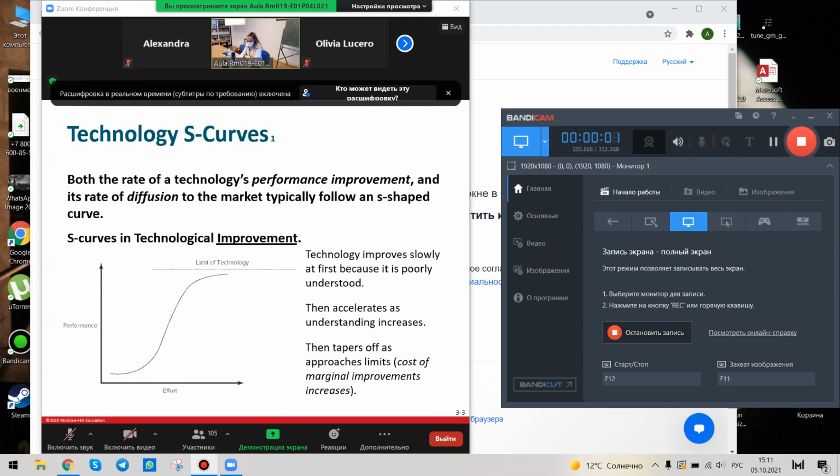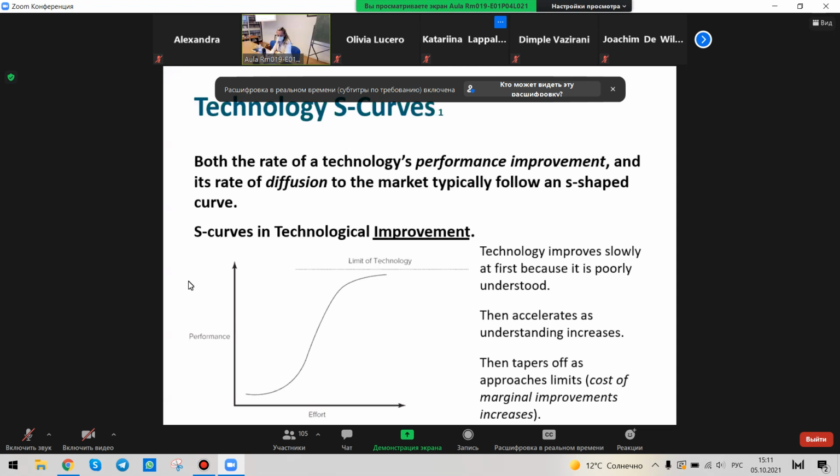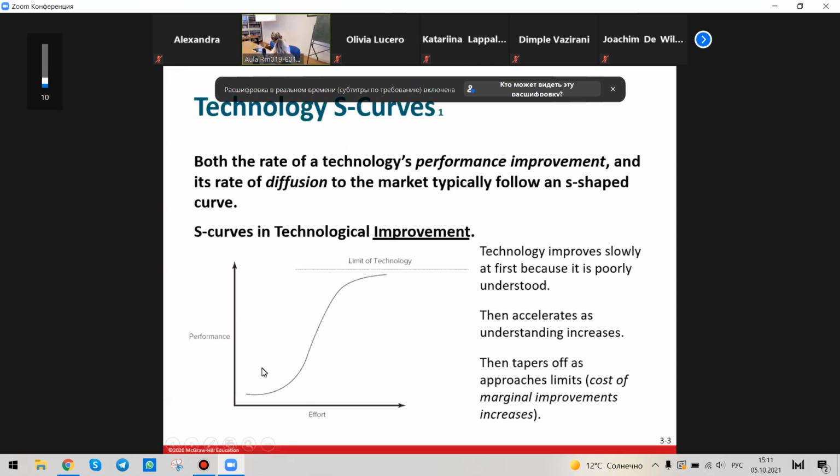Graph. So here we had the traditional representation of the technological improvement by putting into this plot the effort that we defined as the overall amount of financial and knowledge resources and the technology performance. So just to have a quick recap on this.